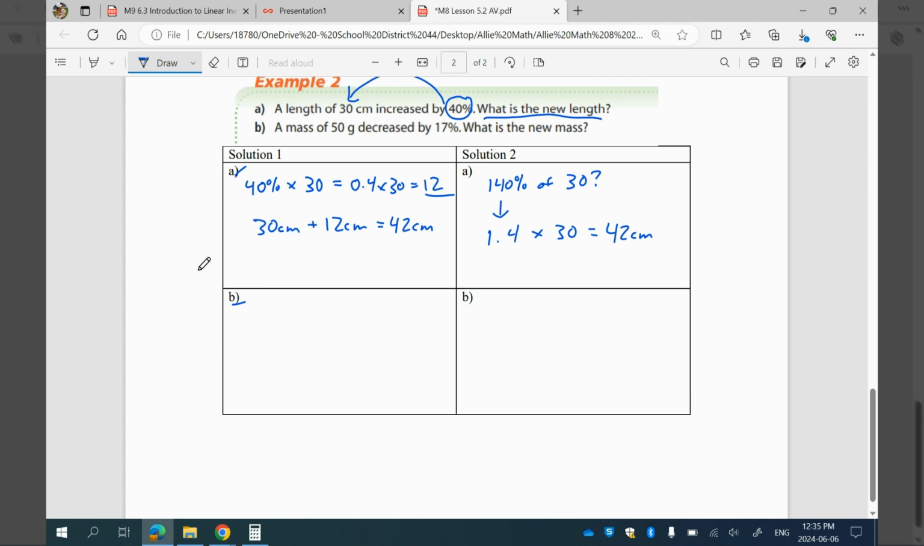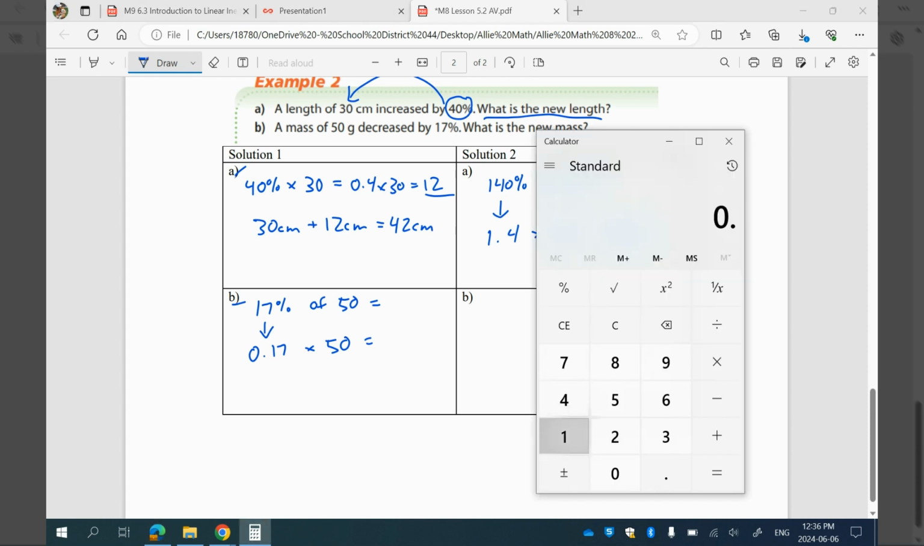Same here, let's look at B. The mass of 50 grams decreases by 17%. What is the new mass? So we're trying to find 17% of 50. So let's figure that out. Let's look at that as a decimal. We're going to divide 17 by 100. We get 0.17 times 50 is going to give us 17% of 50. So 0.17 times 50 equals 8.5.